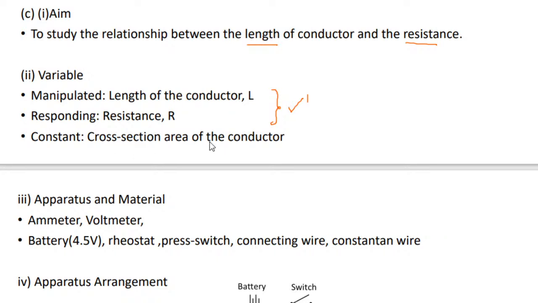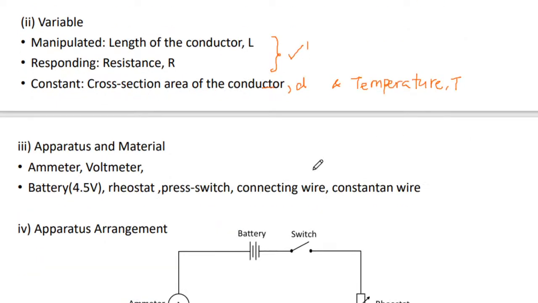And then cross sectional area of the conductor. If you want to write symbol, boleh, can write D, you can write A, up to you. Another one is temperature. Yeah, temperature mesti constant. If you write only one variable, constant variable pun boleh. Okay, at least either one of this. Nak tulis dua-dua, okay, pun correct. The marks for the constant variable will be only 1 mark lah.